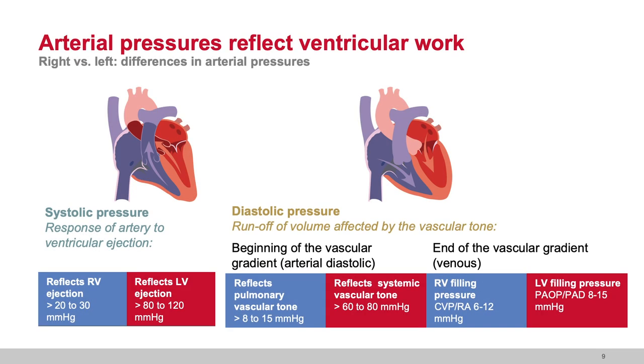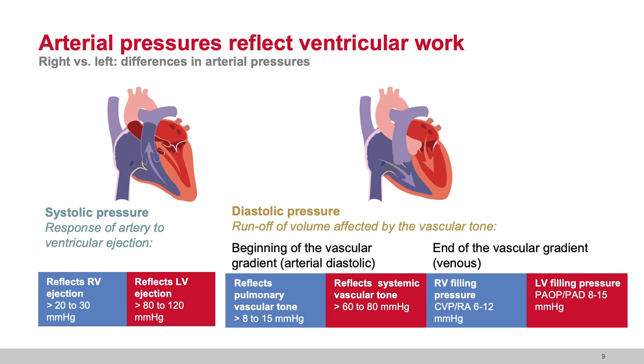Okay, so first and foremost, I think it's really fabulous that at anyone's bedside, if we have the ability to look at systolic pressure, and most particularly to look at it continuously because it's ever changing, systolic pressure represents the response of the artery to a ventricular ejection. So RV ejection into the pulmonary artery, remember, can generate a pressure of around 20 to 30 millimeters of mercury. And LV ejection into the systemic artery will generate a pressure in the systemic artery of 80 to 120.